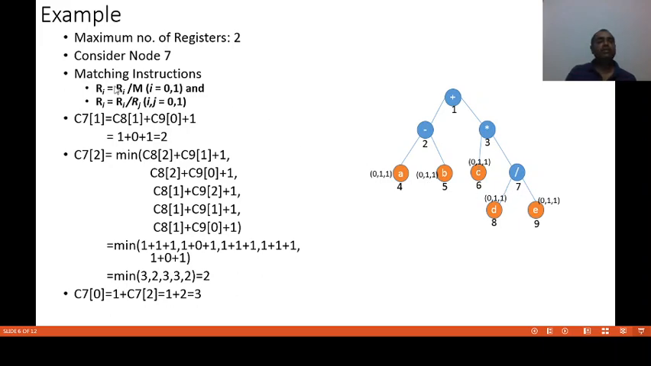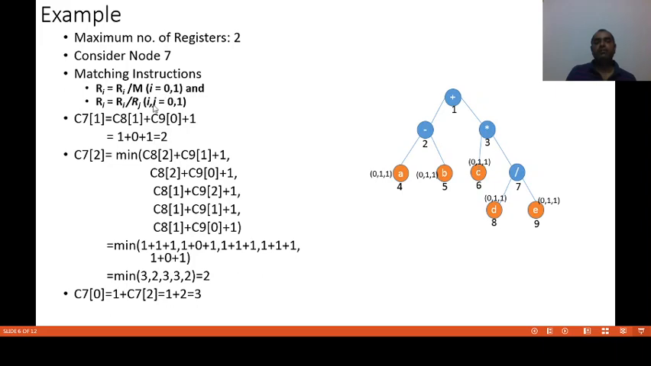So, the matching instructions, consider node 7. The matching instructions are what? Ri = Ri / M, where M stands for memory, and i is 0 or 1. That means the instruction can be R0 = R0 / M, or it can be R1 = R1 / M.